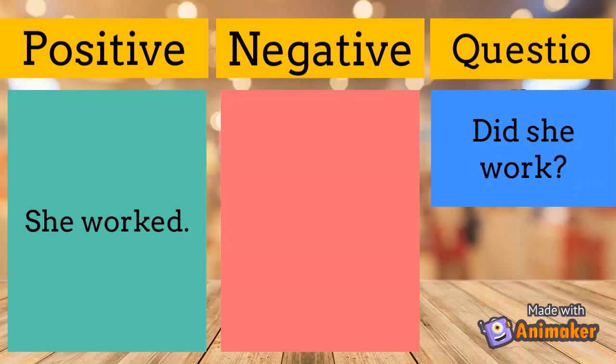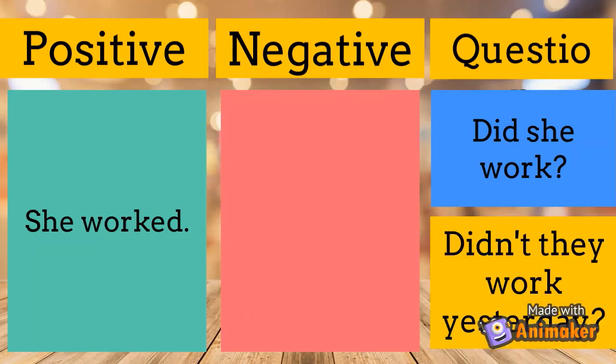So remember, when you are asking a regular question, for example, did she work yesterday? You could also ask a so-called negative question. You could say something like, didn't they work yesterday? Didn't she work yesterday? I thought so. Didn't you work yesterday?